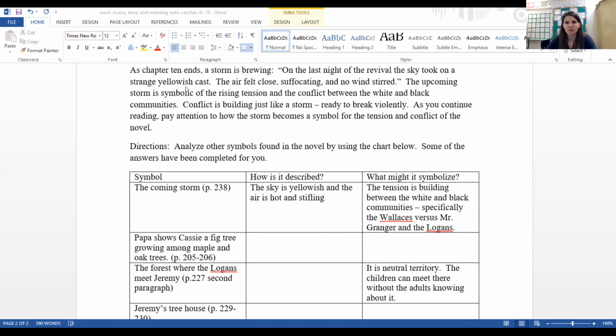Okay, we get this yellowish cast. The air felt close and suffocating. That's the hot and stifling. Now I'm just curious, if I go back to my chart, what does yellow represent? Does it fit?